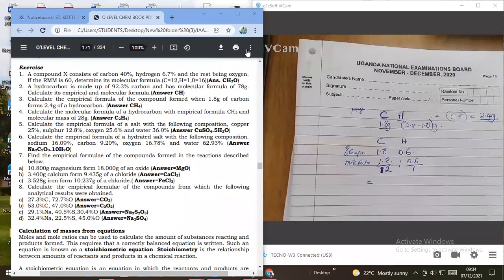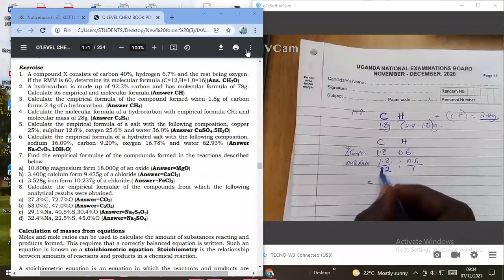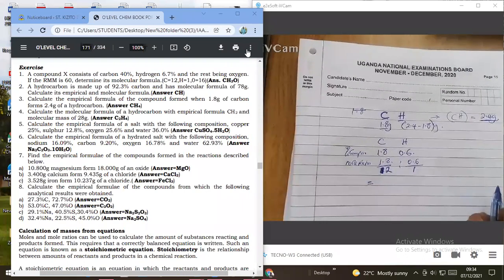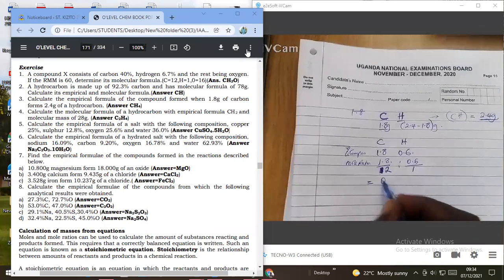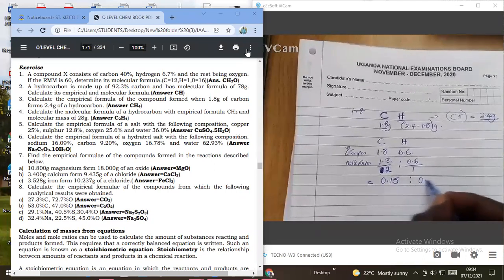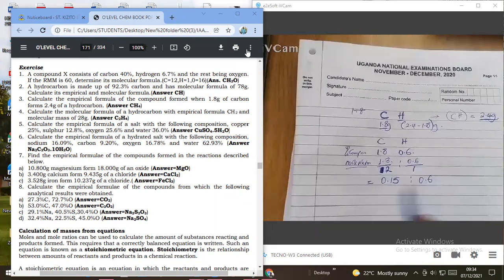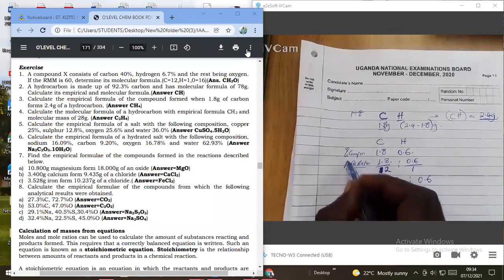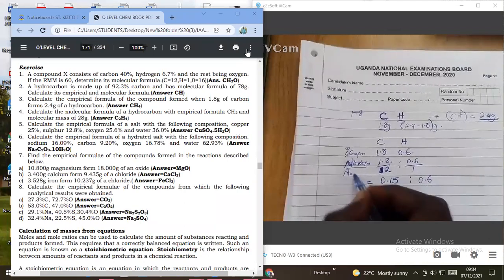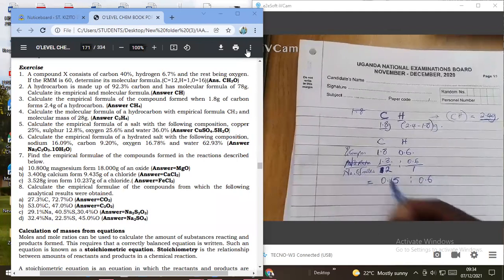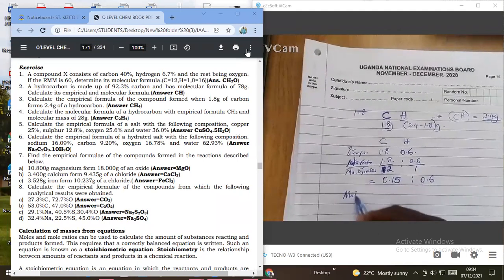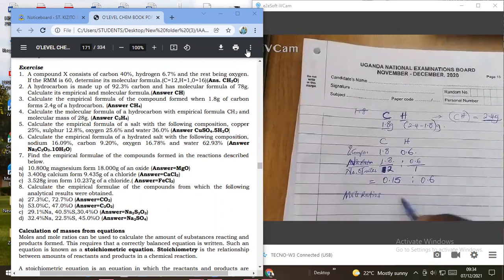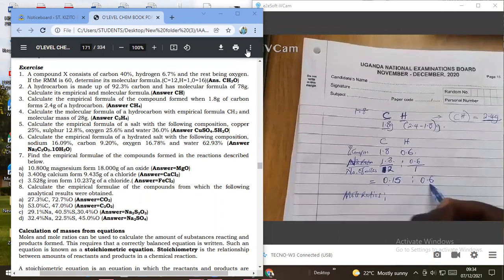Yes, teacher. 1.8 divided by 12, what do you get? 0.15. Then this is 0.6. Now after this, we get the number of moles, not mole ratios. Number of moles. And then here now we are going to get the mole ratios. If you are getting mole ratios, we get the smallest between this and this.